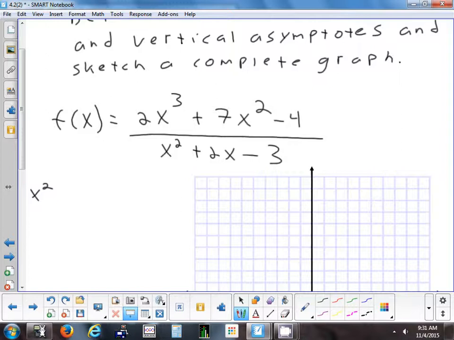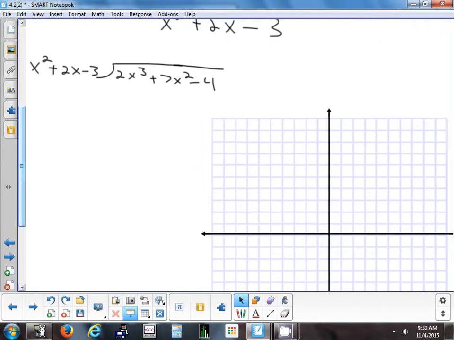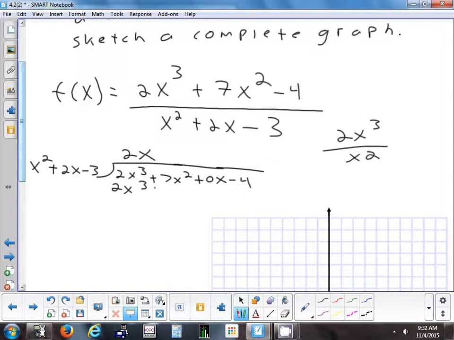All right, to find out what that line is, let's do our long division. Let's just move our graph down. Actually, one thing I should fill in here, let's put the 0x term. What's 2x cubed divided by x squared? 2x. Multiply it back out. You get 2x cubed, 4x squared, minus 6x. And subtract. 2x cubed minus 2x cubed, that's gone.